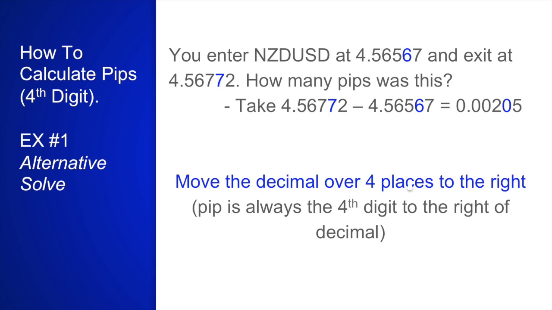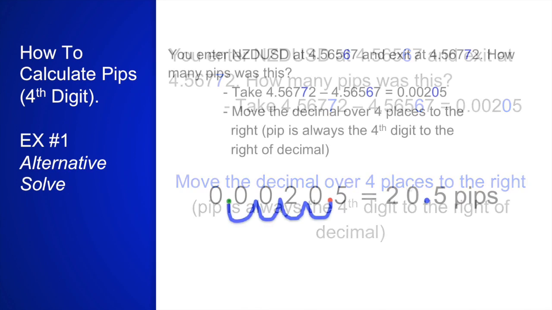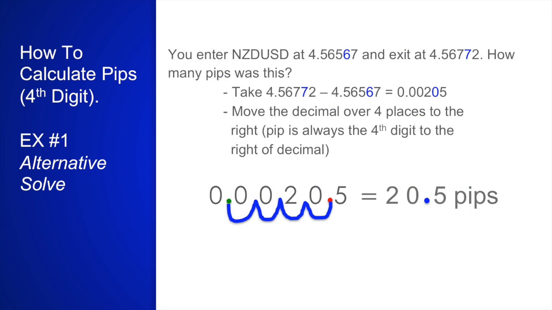So if you take that point where it says equals 0.00205 and slide that thing over 4 places, you will get the same answer. So here's what it looks like written out for you, for those of you who are visual people. See how I took the decimal and I slid it? 1, 2, 3, 4 equals 20.5 pips. Super easy. We're going to do another example, don't worry.